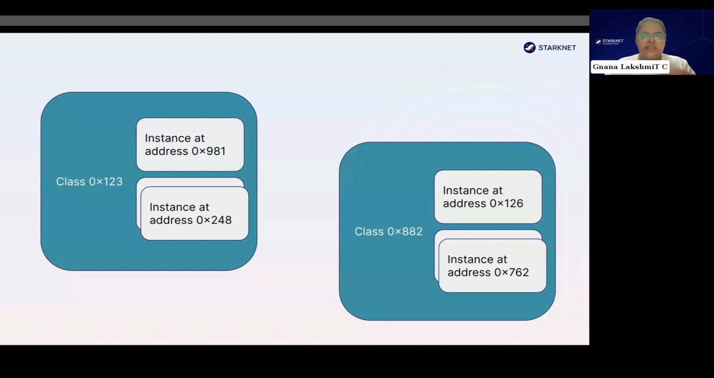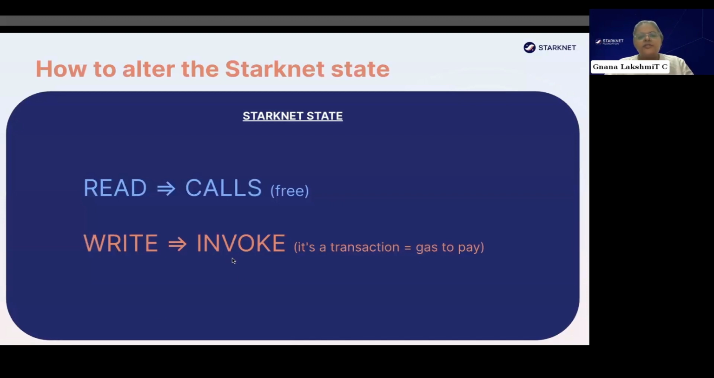But just remember two things. First, you always have to declare your contract to get a class hash, and you use that class hash to deploy an instance, and then you get your contract address. Okay. Now, the next thing is, how do you alter the Starknet state? Once you deploy a contract, you can read from that contract. These read calls are free. Or you can write to the contract, where it's a transaction and you have to pay some gas fees. So reads are call functions and writes are invoke functions.